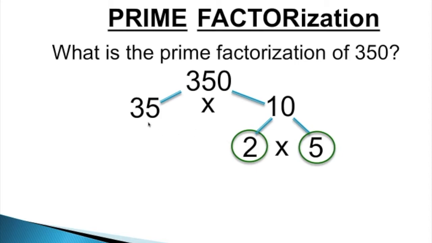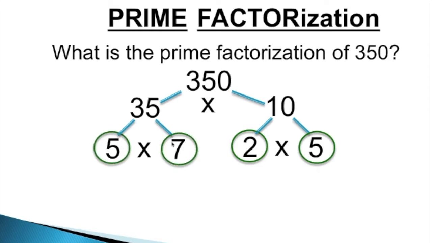But we're still not done with 35. And how can we break down 35? Well, we could use 5 times 7. And since 5 is prime and 7 is prime, we're officially done. There's nothing else left for us to factor.